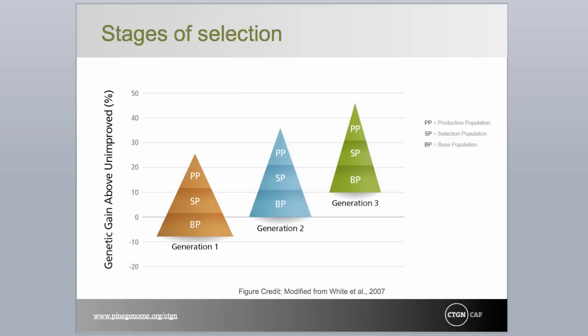The base population, or BP, contains all the diversity, but on average has no genetic gain associated with it. That's the first cycle only. Gain increases as the number of individuals in a population decreases in the selection and production populations. With each subsequent generation or cycle of improvement, the base population mean for a given trait is moved, assuming selection is efficient.